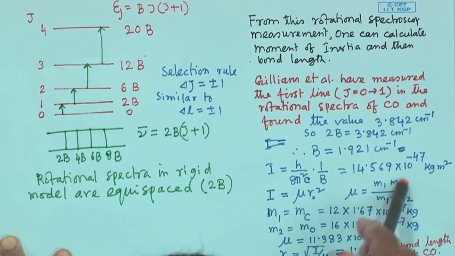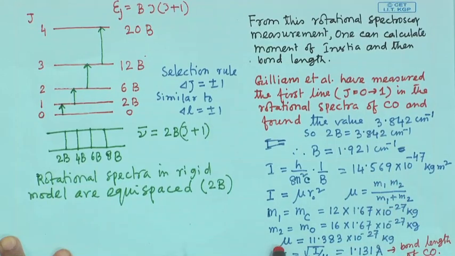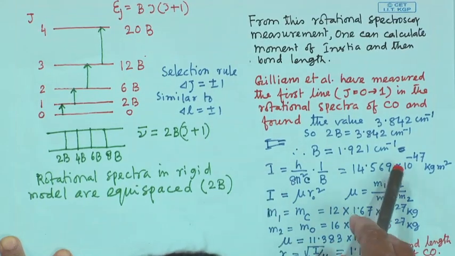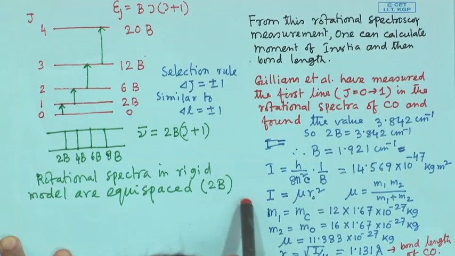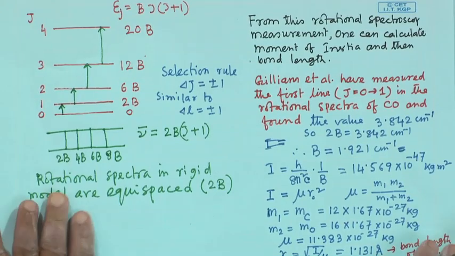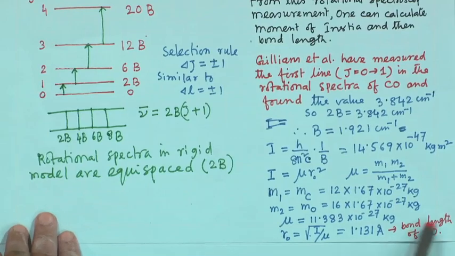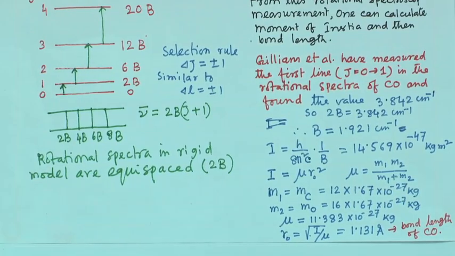Now mu you can find out from mu equal to m1 m2 by m1 plus m2. So mu is 11.383 into 10 to the minus 27 kg. Now mu you know and I you also know, so r0 will be square root of I by mu. If you put these two values, it is coming 1.131 angstrom, and r0 is nothing but the bond length of cobalt monoxide.